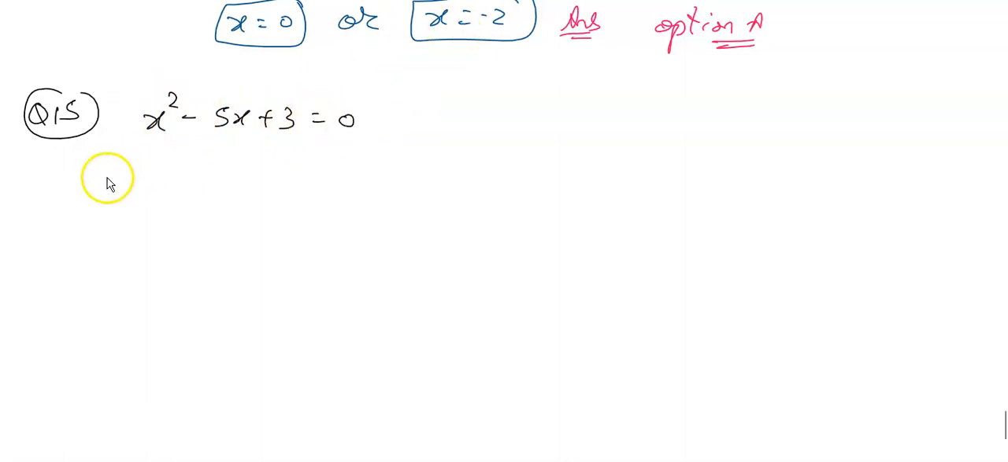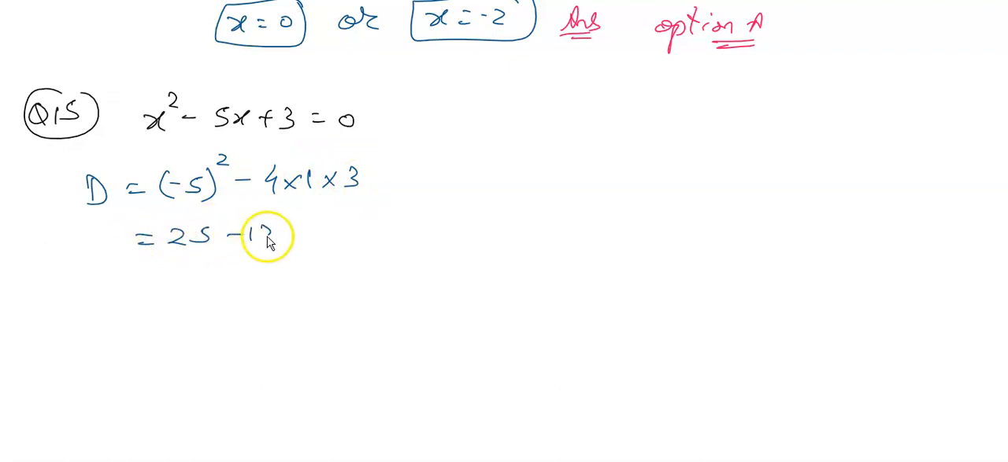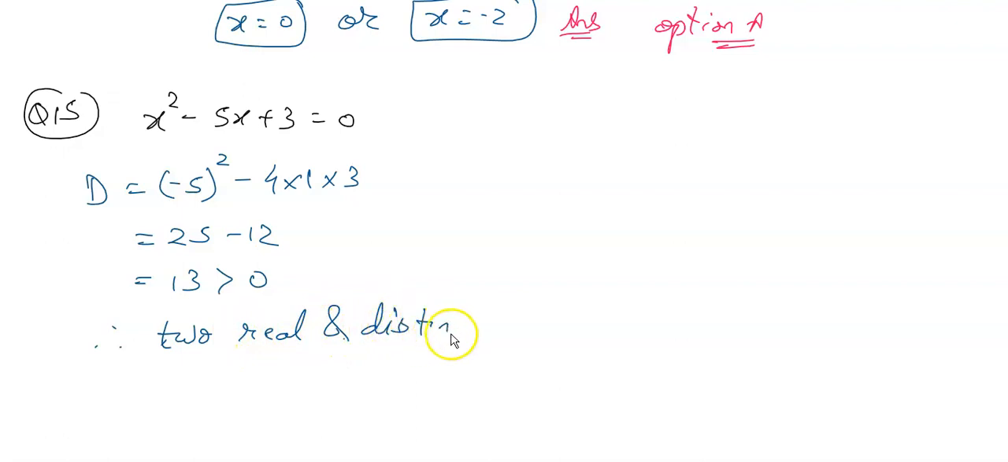Calculate its discriminant D. So discriminant D is b square minus 4ac, that is 25 minus 4 into 1 into 3, which is 25 minus 12, which is 13, greater than 0. So if the discriminant is greater than 0, the roots will be real and distinct. So two real and distinct roots means option B is the correct answer.